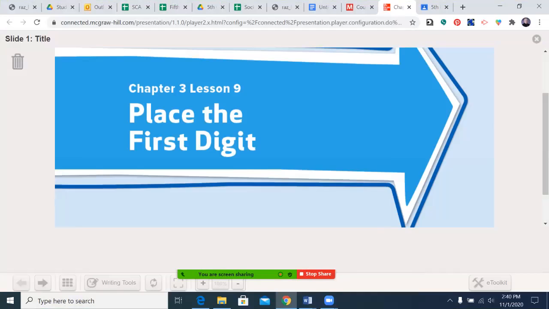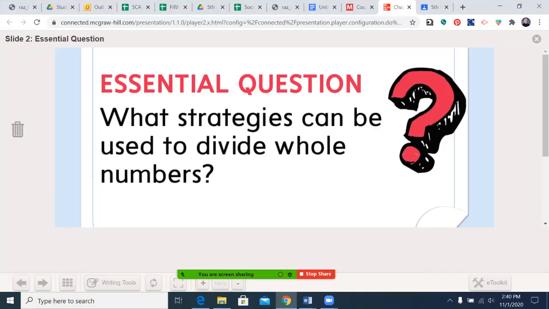Today's episode is from Chapter 3, Lesson 9, Place the First Digit. Essential question: what strategies can be used to divide whole numbers?